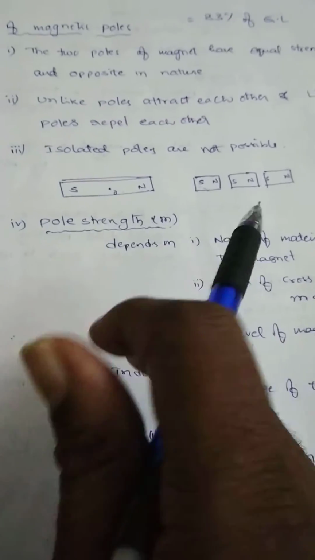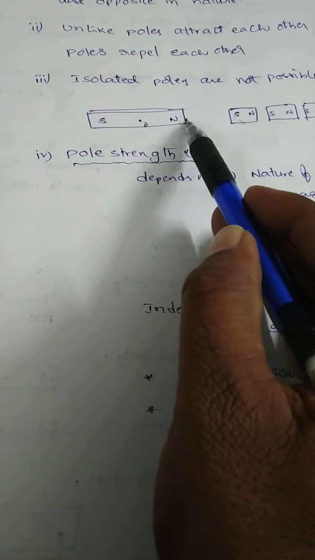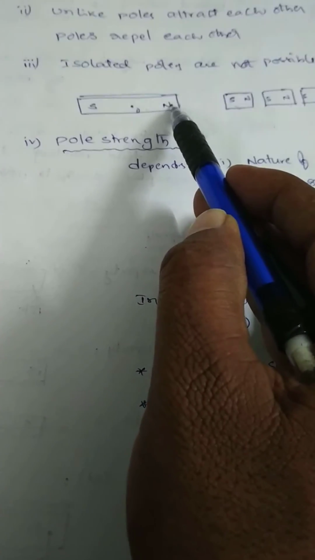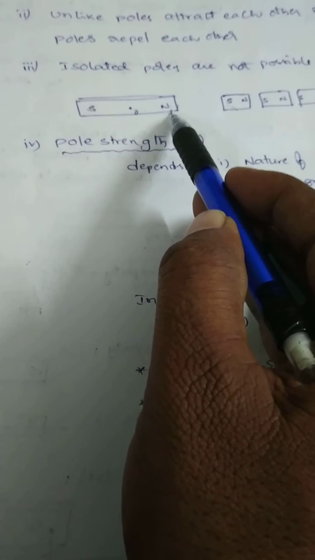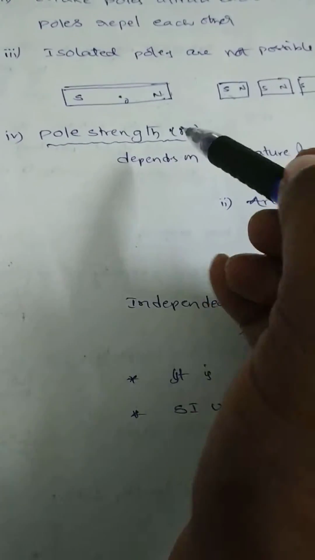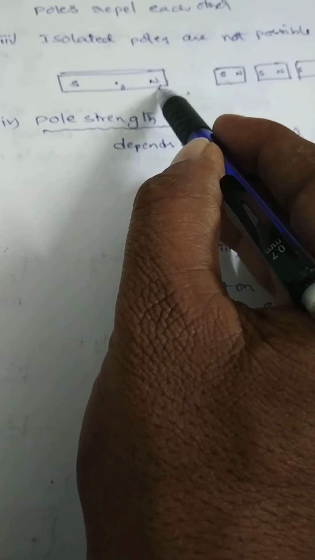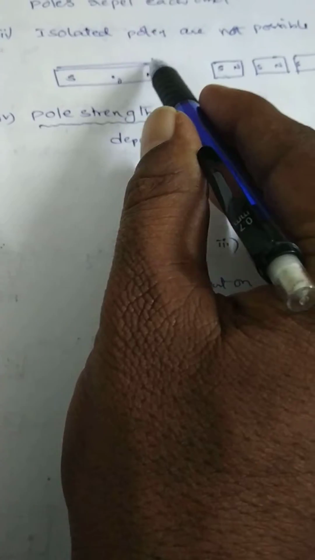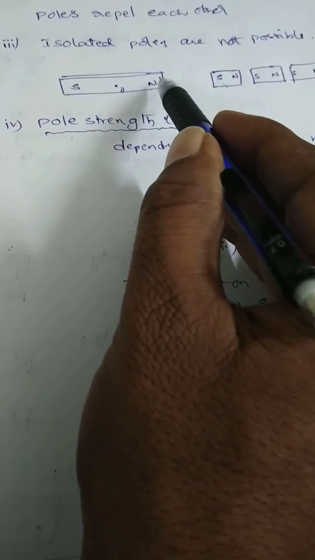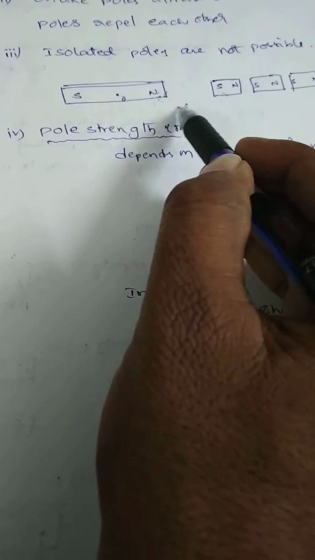Next one, pole strength. It is the strength of the pole of the magnet. The ability of the pole to attract the surrounding magnetic materials is known as the magnetic pole strength. For example, a small iron needle is kept very near to it. It is attracted towards the north pole. If the pole is very strong, it is strongly attracted towards the pole.